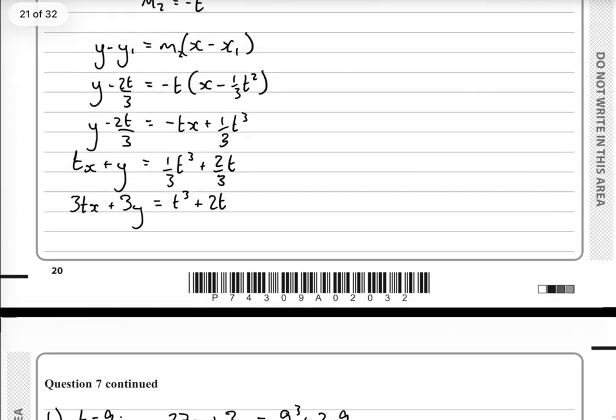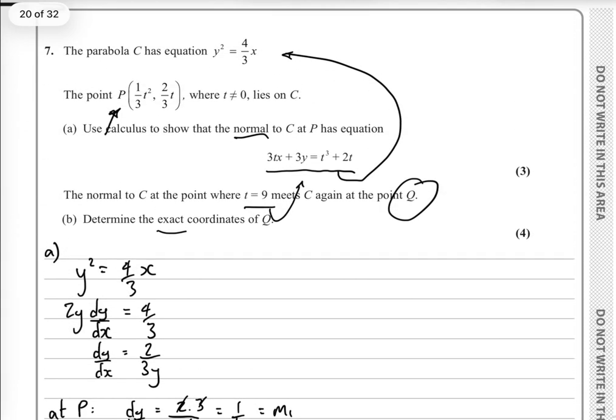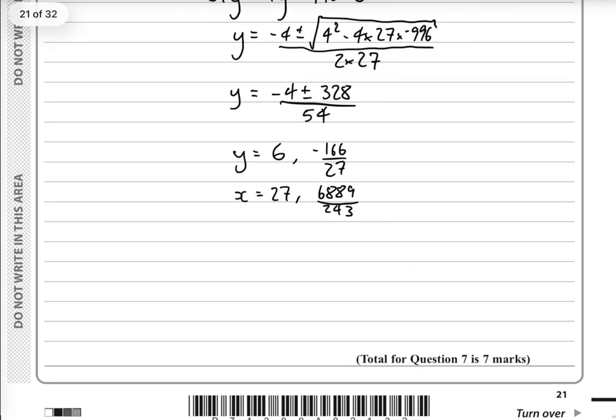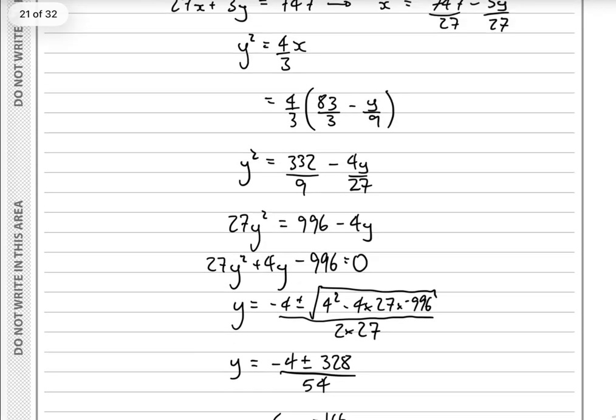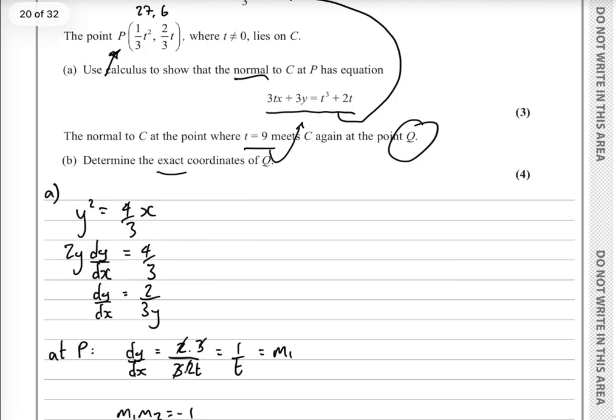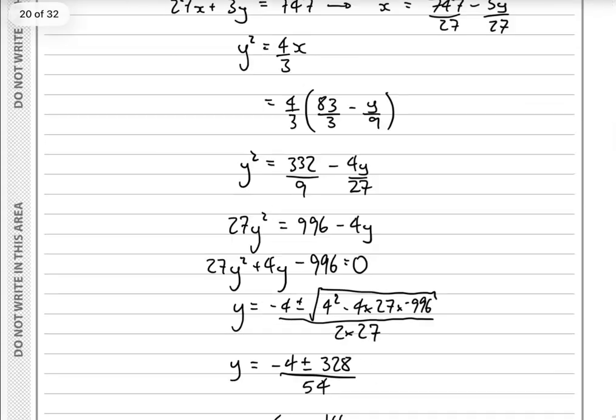Okay, I'm going to double check the coordinates of P match one of those. So if I put this t equals 9 in here, we get 27 and 6, which is good. So that matches here, P is 27, 6, therefore Q is the other one: 6889 over 243 and minus 166 over 27. That is the end of part B. They weren't thirds in the end, but irrational. So let's move straight on to question number 8.